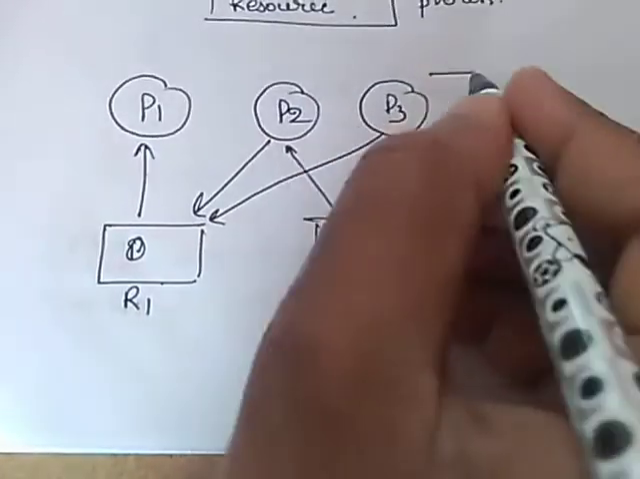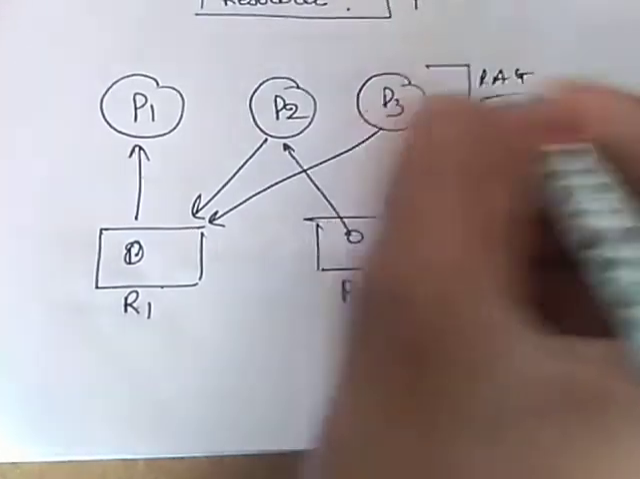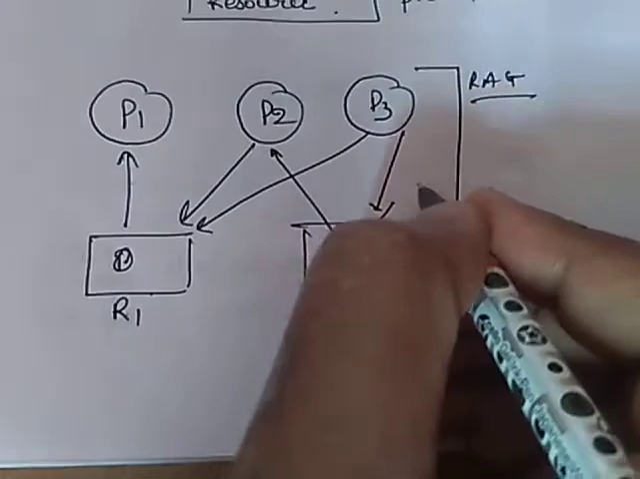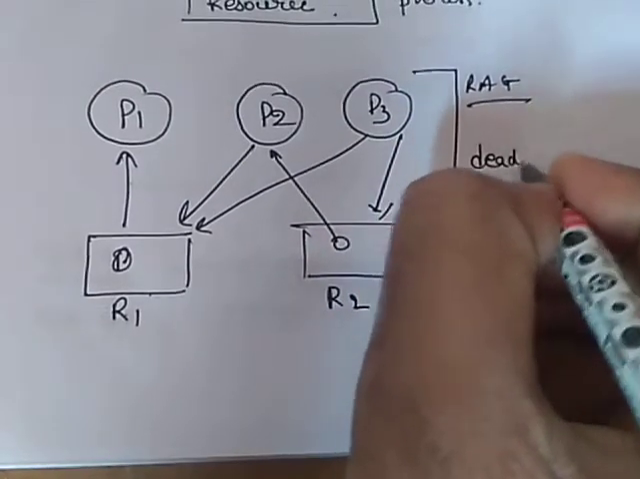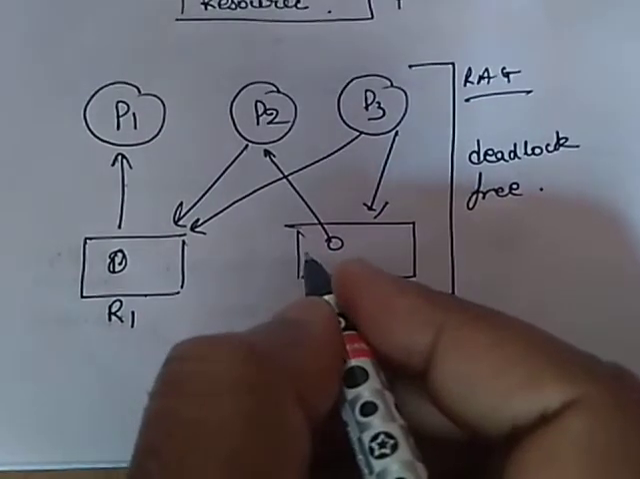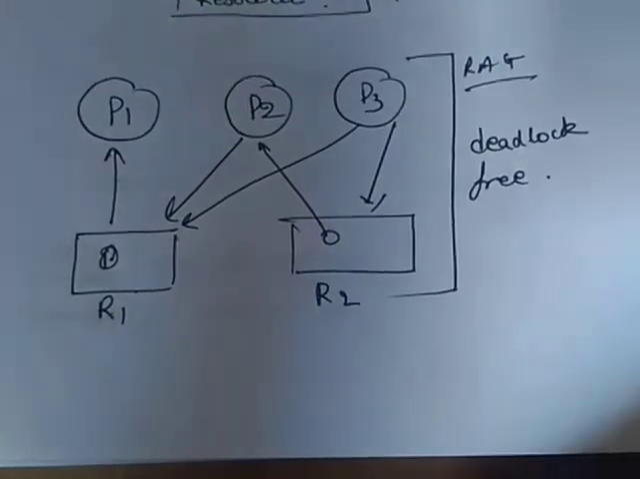So according to this graph, resource allocation graph is deadlock free, as there is no cycle is being formed in the graph.